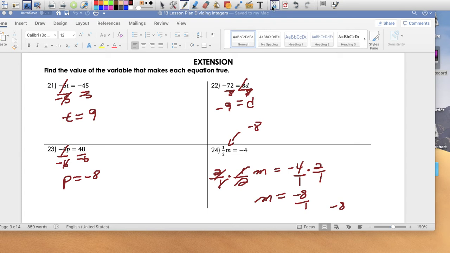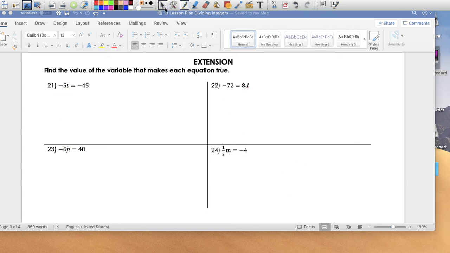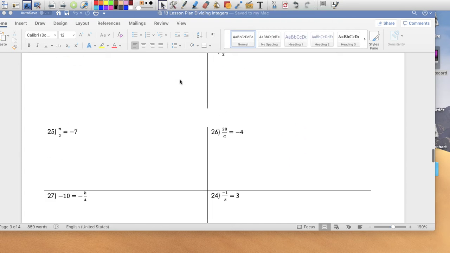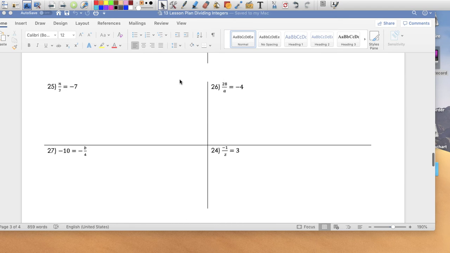So definitely you can do it like this. I'd much rather you do it like this, in case you remember. If you don't remember, you should start remembering really fast, because we're going to be doing a lot of this.